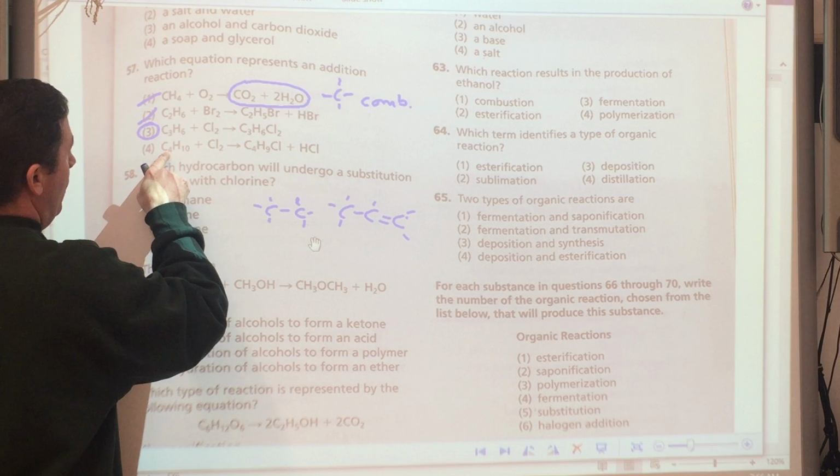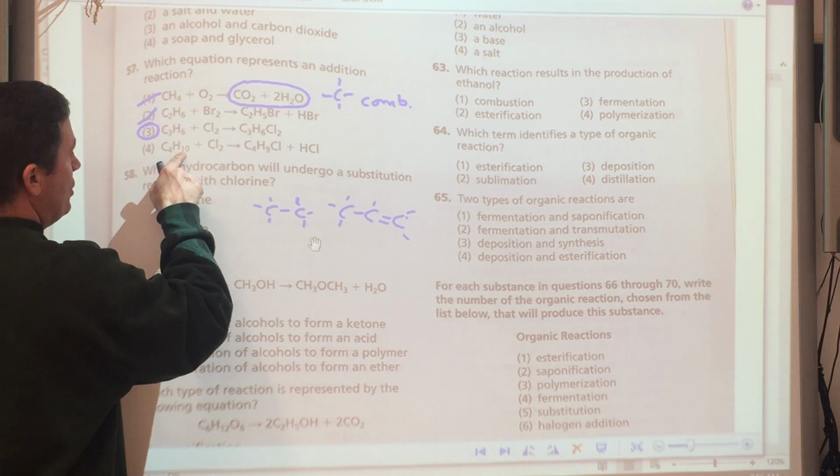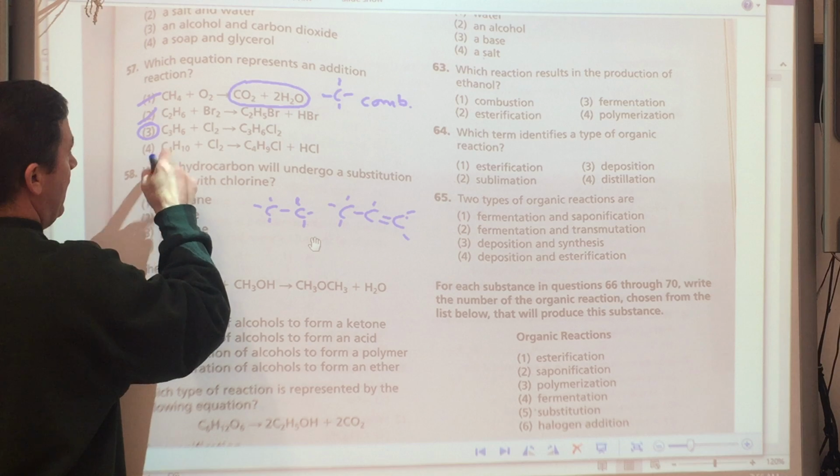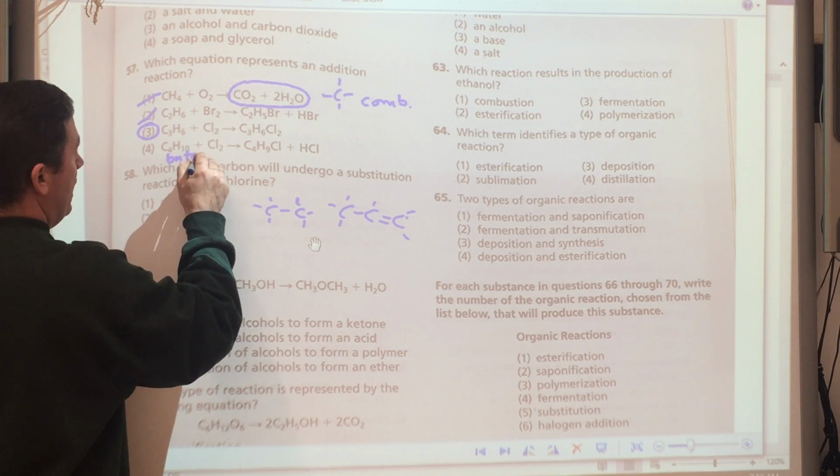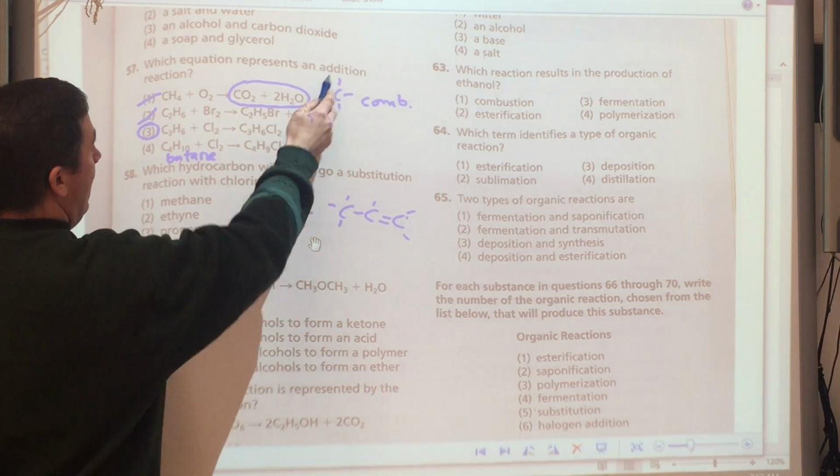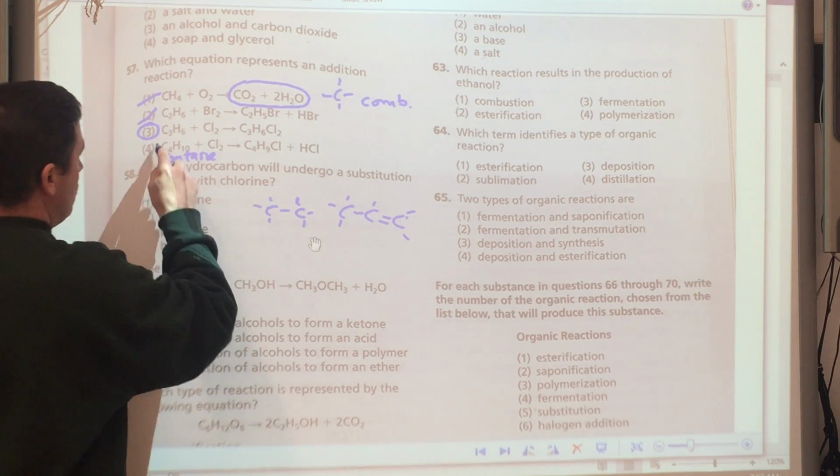C4H10, well, I know that that's CnH2n+2. That's an alkane. This one is butane. Again, I cannot add to something that's completely saturated, so that one's out.